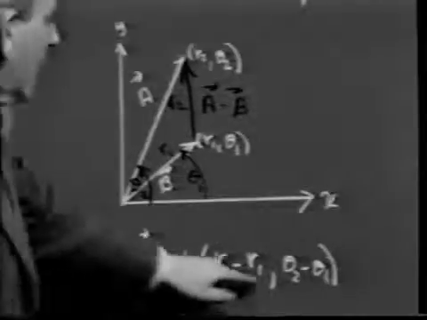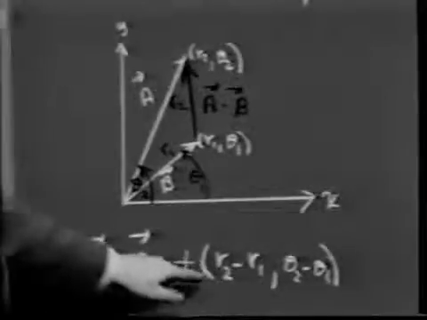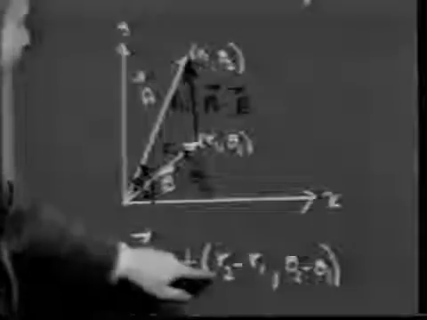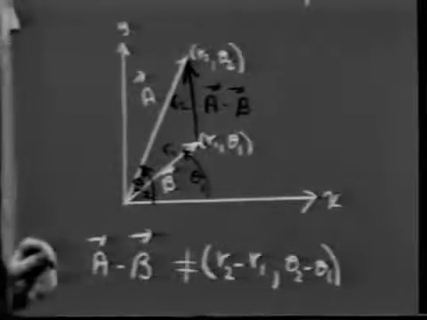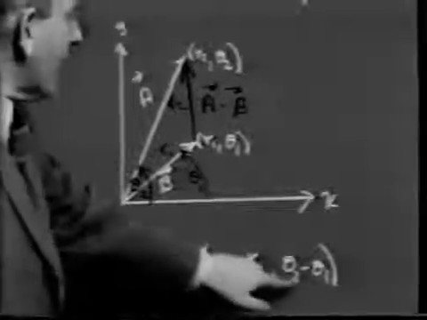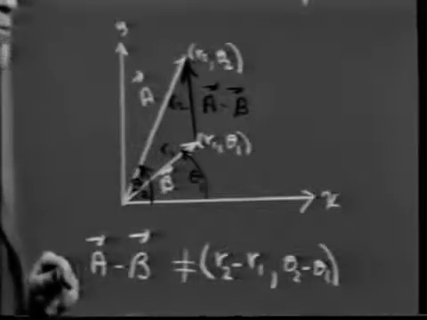But I claim that it's trivial to see that this vector is not the vector whose magnitude is r2 minus r1 and whose angle of bearing is theta 2 minus theta 1.